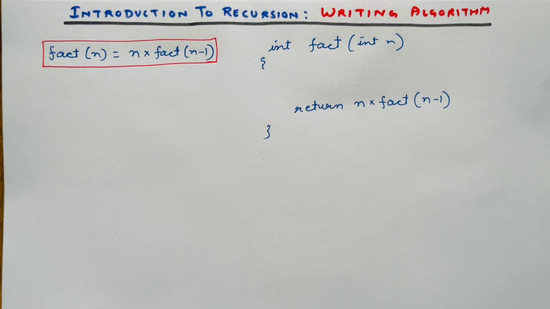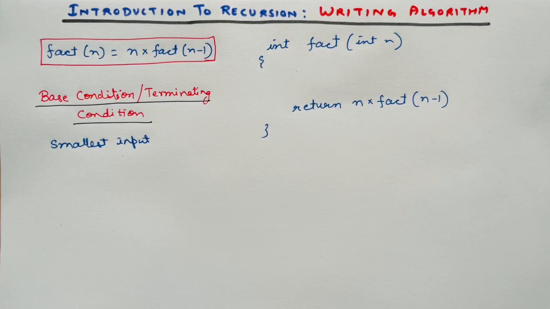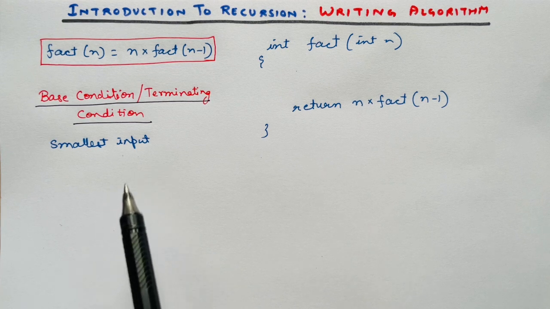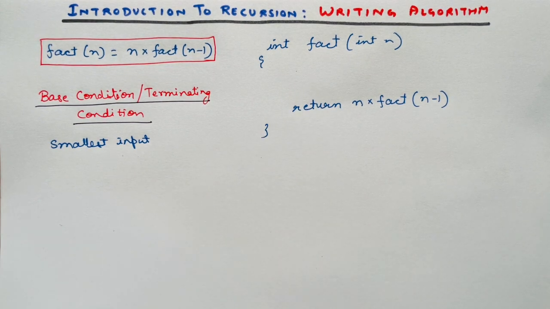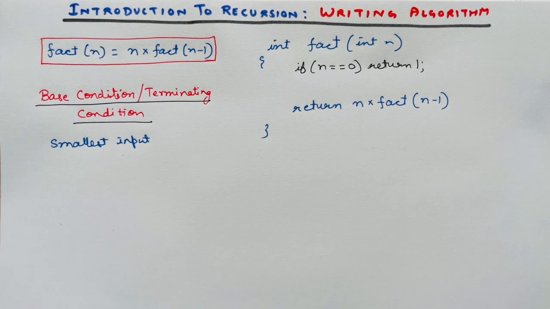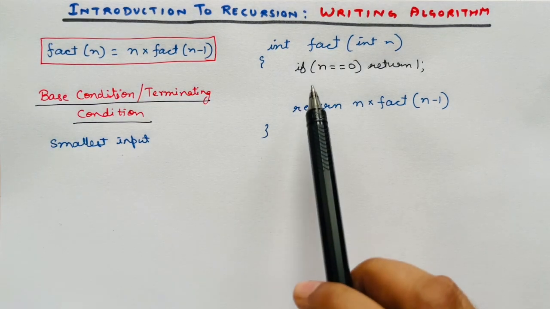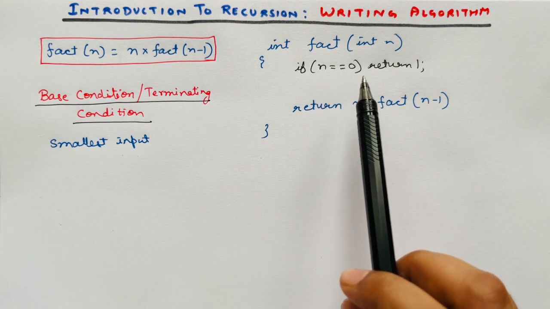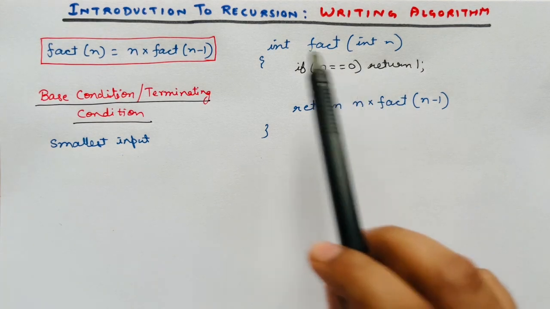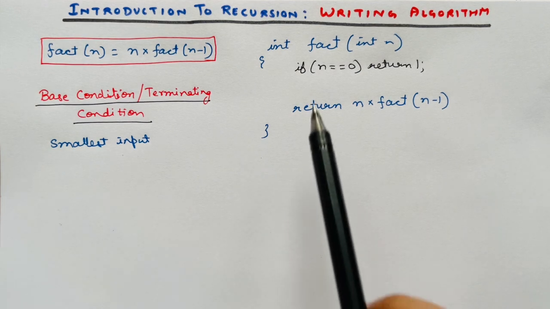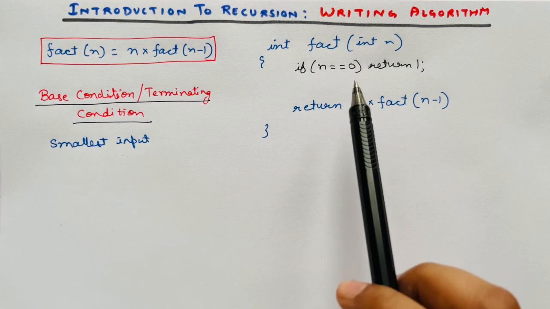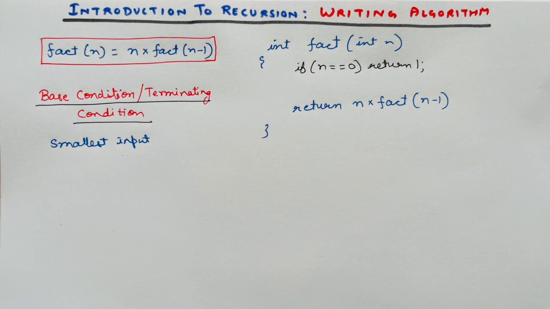That is where the term base condition or terminating condition of recursion comes in. The base condition or terminating condition is reached when the input is smallest. And in this factorial function, what will be the smallest input? The smallest input will be when n reaches 0. And we know that 0 factorial is equal to 1. So we add this base condition that if n's value is 0, then return 1. Now this method will not run infinitely. There is a terminating condition for this recursion and therefore this is complete.